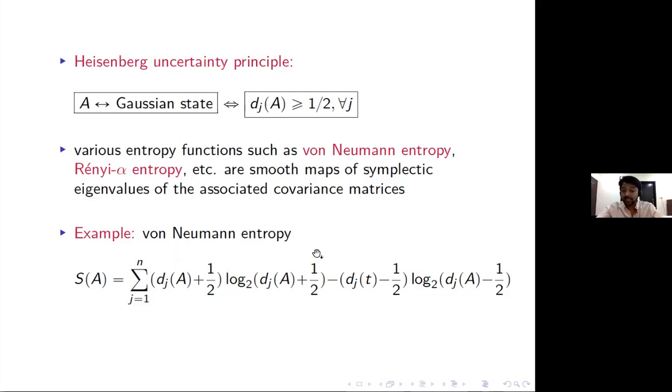And here is a specific example, the von Neumann entropy. If A is the covariance matrix of a given Gaussian state, its von Neumann entropy is given by this expression. And the fact that x log x is a smooth map on positive real numbers implies that this expression is a smooth function of the symplectic eigenvalues, and hence the von Neumann entropy can be written as a smooth map of symplectic eigenvalues of the covariance matrix of the Gaussian state.